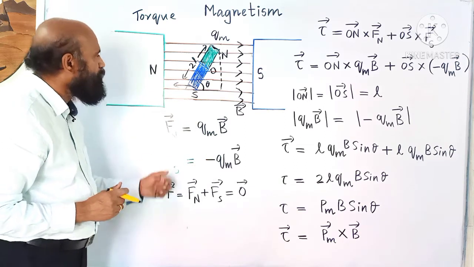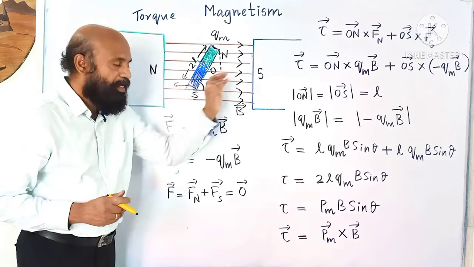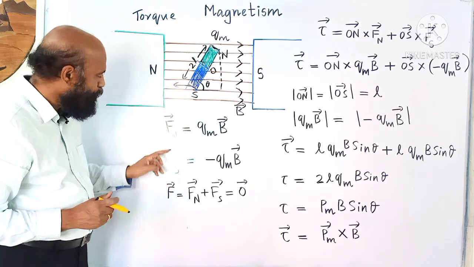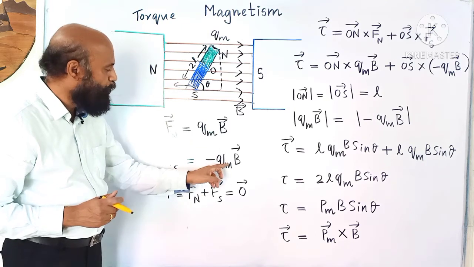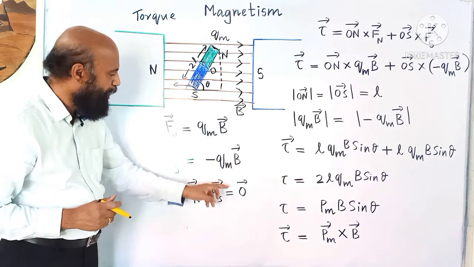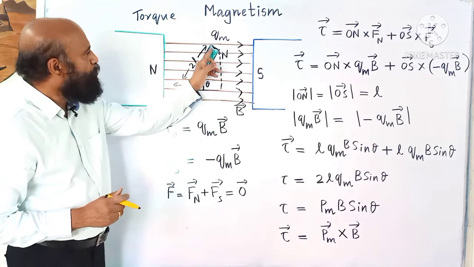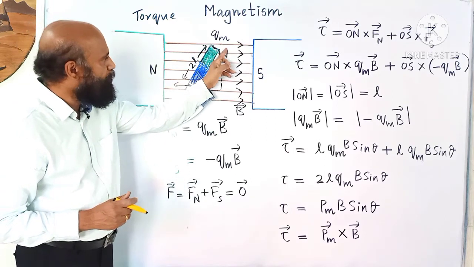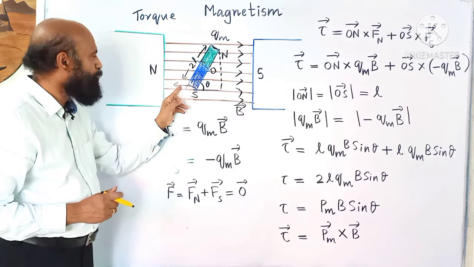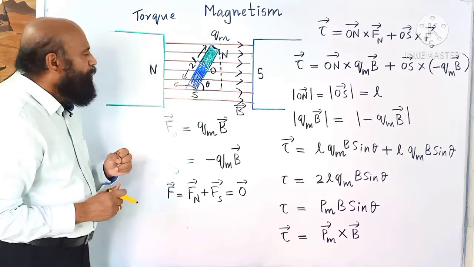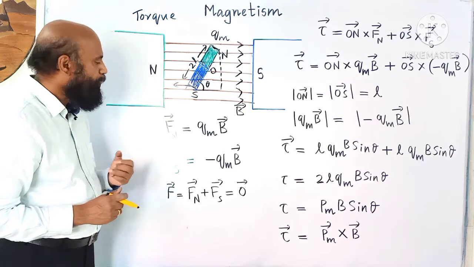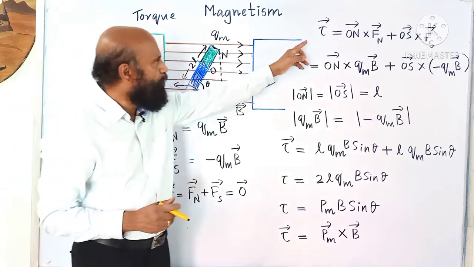Then the net force, this is a uniform magnetic field. The net force is the vector sum of these two. So you can see Qm B vector minus Qm B vector, so when we add, it will be 0. The north pole will experience a force that side, the south pole will experience a force this side. So two equal and opposite forces constitute a couple. The moment of the couple is known as torque.